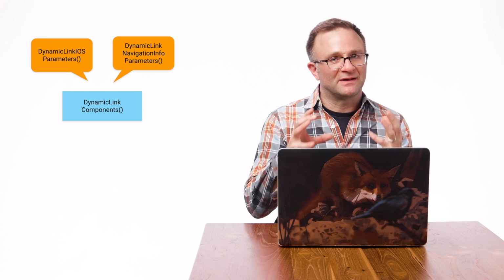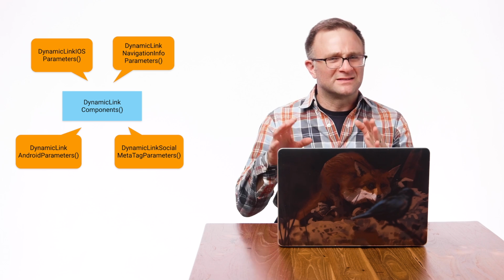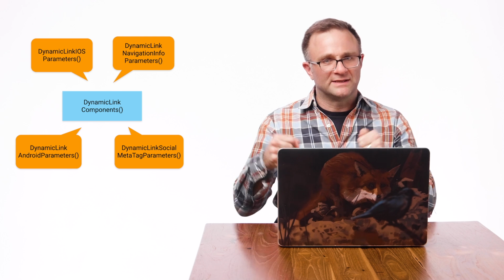Now, you're gonna see that in general, I'm not gonna add properties to this components object directly. Instead, I'm gonna be creating smaller objects, things like dynamic links iOS parameters, dynamic links social parameters, and so on, and then add properties to them. Maybe this will make a little more sense when I start coding, so let's do that now.